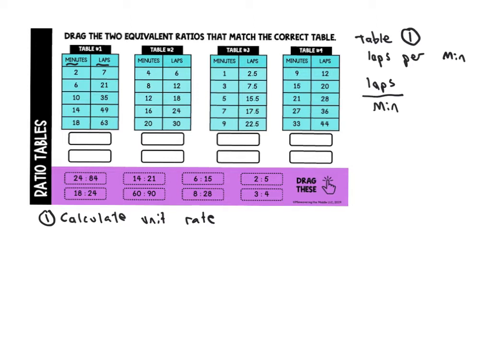All right, I'm just going to use the very first piece of information in the table to calculate my unit rate. So in that first table, table 1, we're going 7 laps per 2 minutes. And then I'm going to calculate my unit rate. So I divide both by 2. And I know that I can go 3.5 laps in 1 minute. Okay, that's my unit rate.